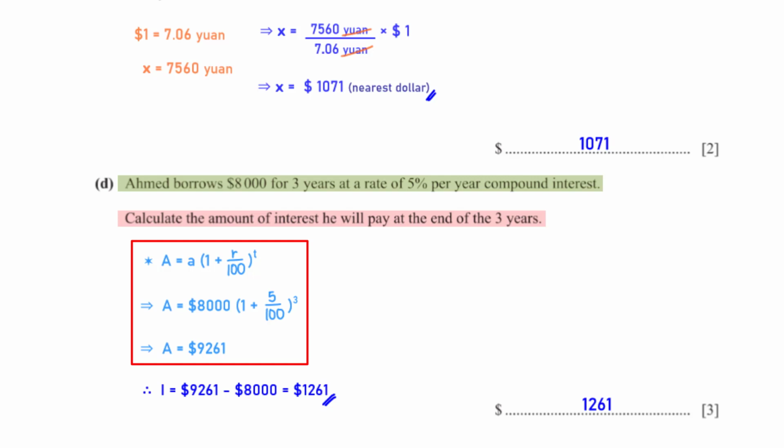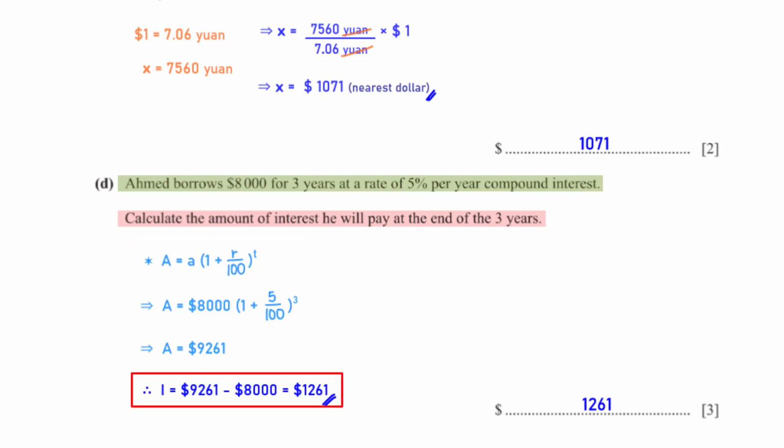So to get the amount for the interest, we subtract $8,000 from $9,261. This gives us $1,261.